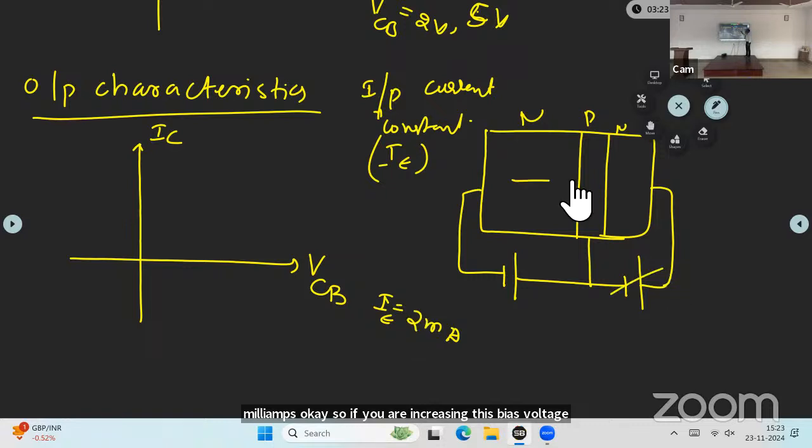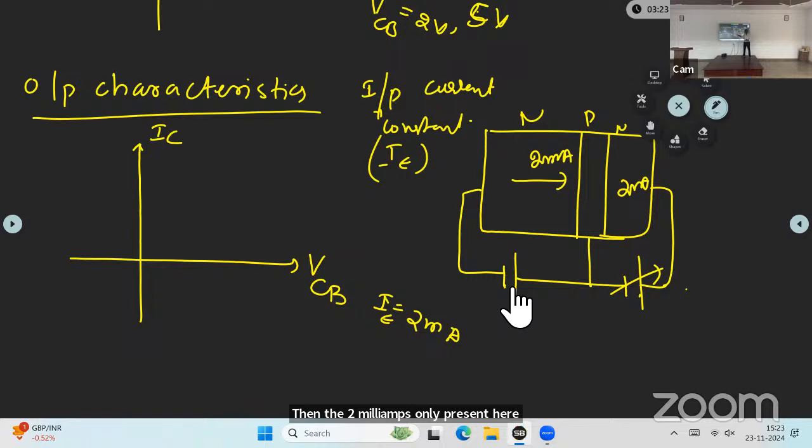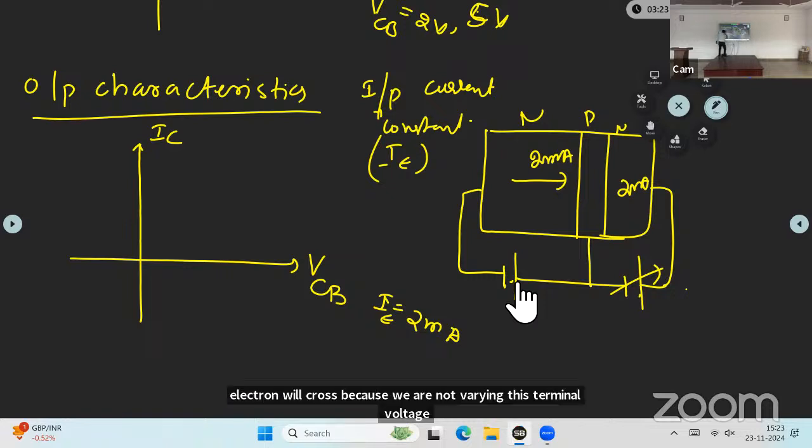How much are you giving from here to here? You gave 2 milliamps, right? We are giving 2 milliamps from emitter to collector. Now if you are varying this terminal, only 2 milliamps is present here, because we are not varying this. This is a constant. No electron beyond this 2 milliamps will cross, because we are not varying this terminal voltage. So that gives the graph like this.